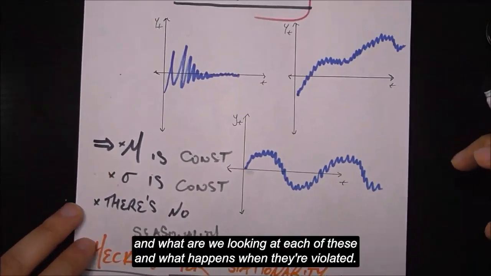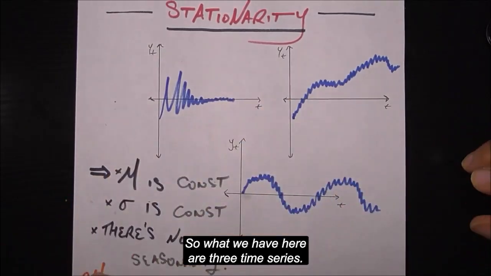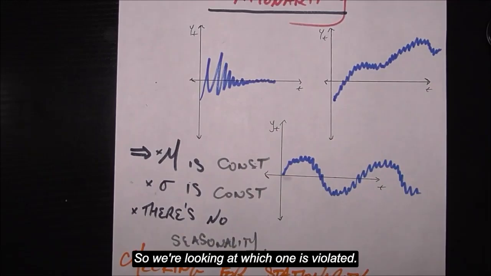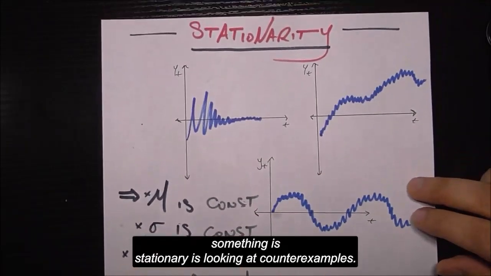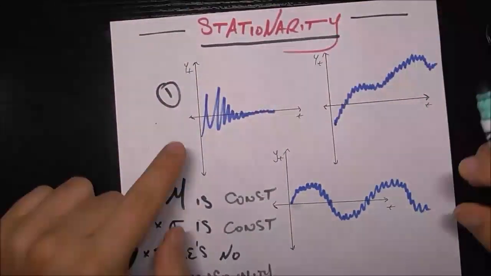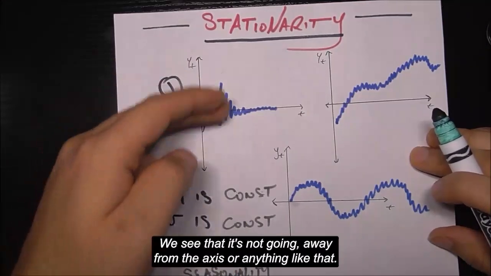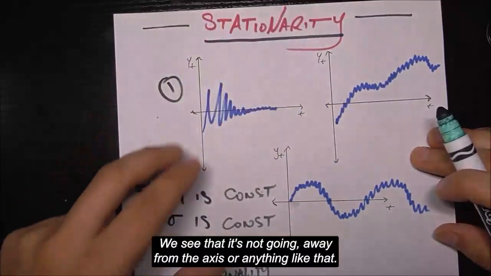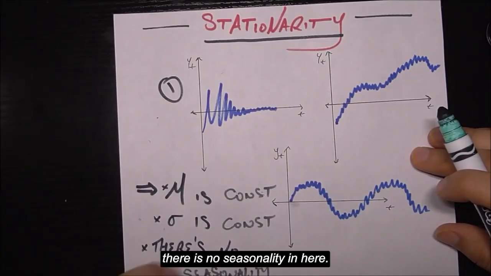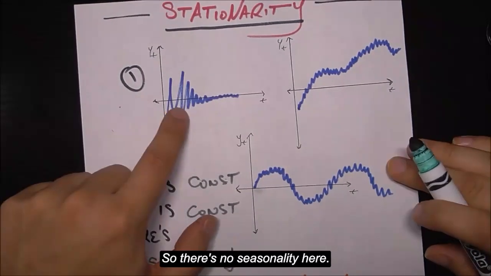And we'll be looking at each of these and what happens when they're violated graphically. So what we have here are three time series, and each of them violates one of these criteria. We'll be looking at which one is violated. I think the best way to tell whether or not something is stationary is to look at counterexamples. So let's look at time series 1 right here. Now, what can we say about the mean? The mean is constant. It's around this axis right here. We see that it's not going away from the axis over time, so its mean is constant. There is no seasonality in here, seasonality being a periodic behavior over time that's predictable. So there's no seasonality here.